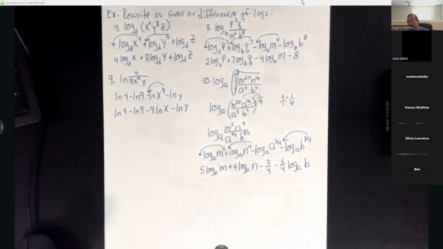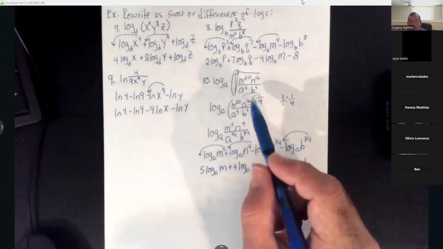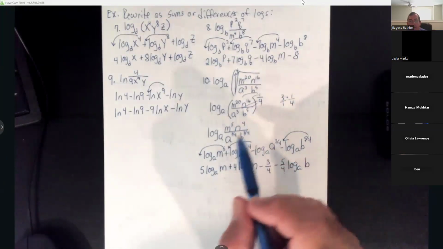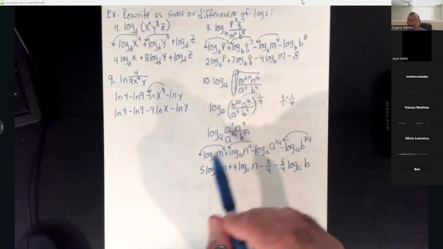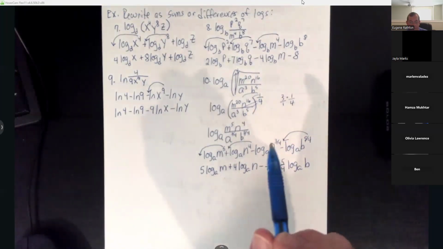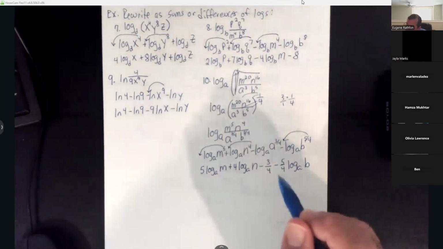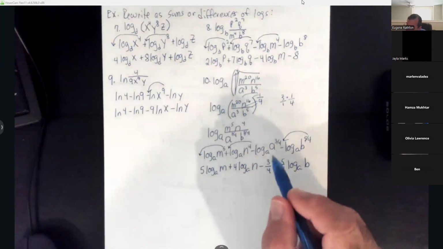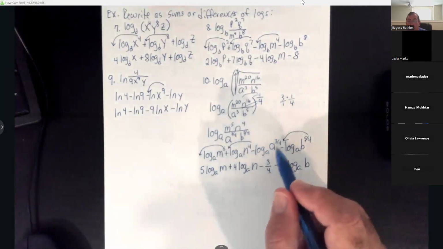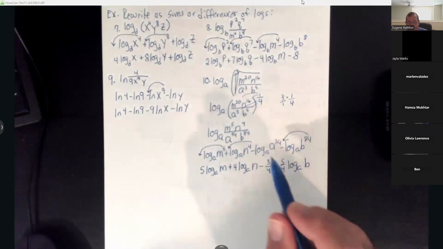Hey, y'all, so that's the trick. Get that radical converted over into a fractional exponent and then start distributing it in here. And at this point, you start rewriting it as sums and differences. But you'll always be aware of these type of things. A to the 3/4. Okay?